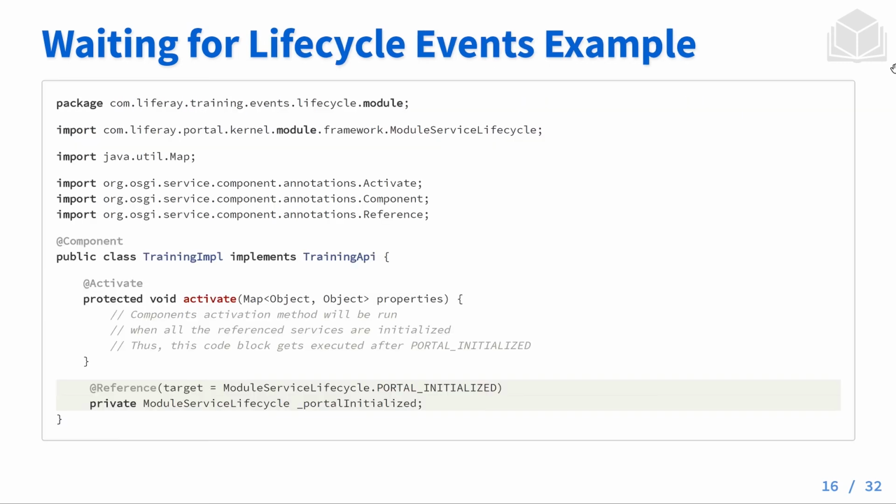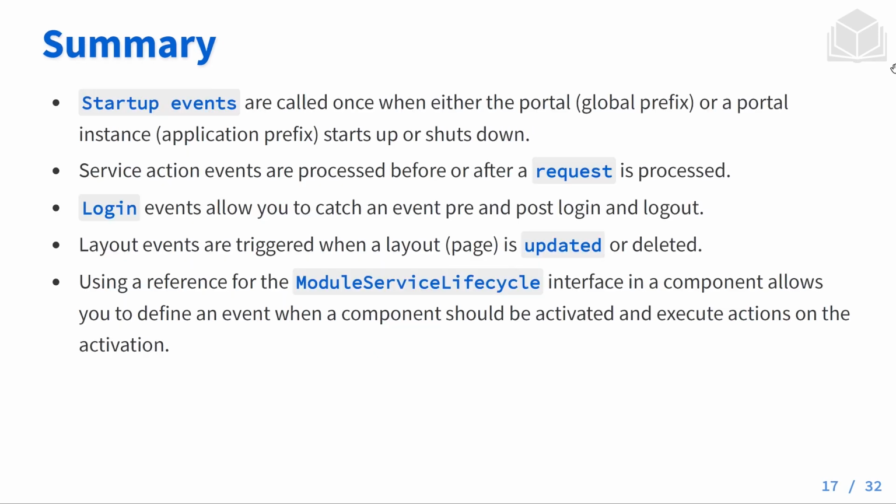So a quick example of waiting for lifecycle events. Here you'll notice that we're making a reference to the target, which is module service lifecycle portal initialized. And we're going to make a reference to the private module service lifecycle and call it portal initialized. Let's go ahead and try and summarize what we just learned by answering the questions below.